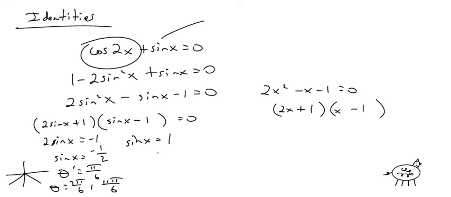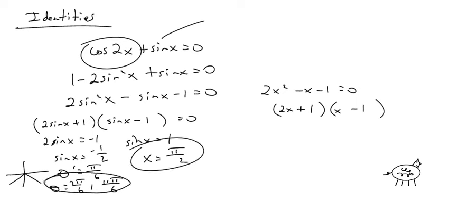And then, of course, sine of x equals 1. It occurs at pi over 2. So those are my 3 answers: 7 pi over 6, 11 pi over 6, and pi over 2. Okay, it's not too bad.